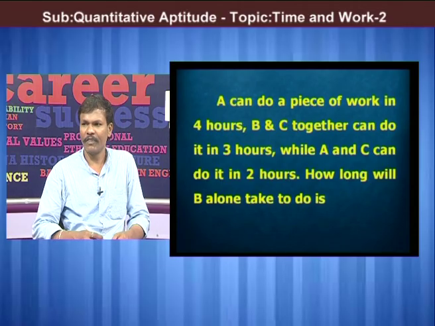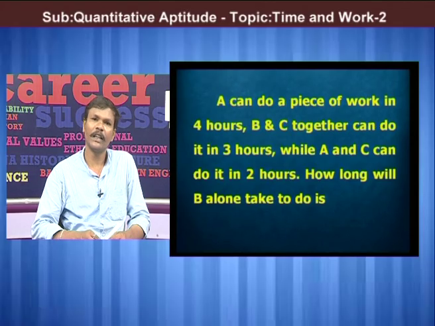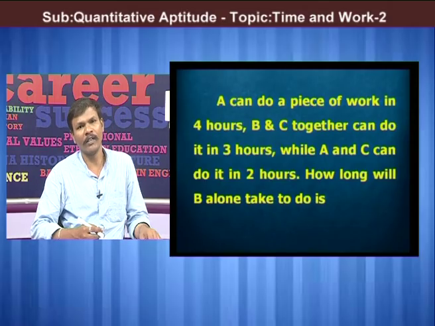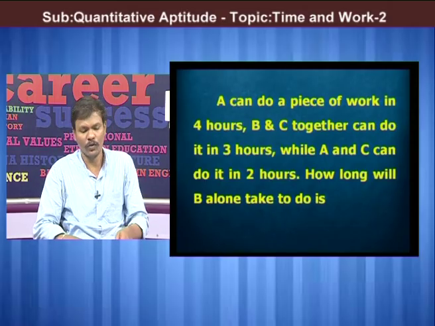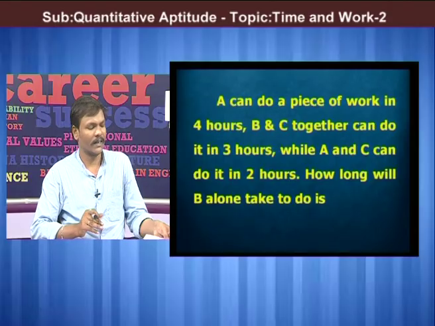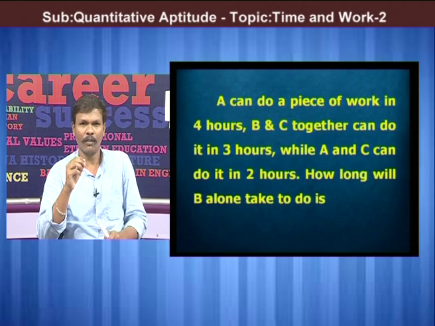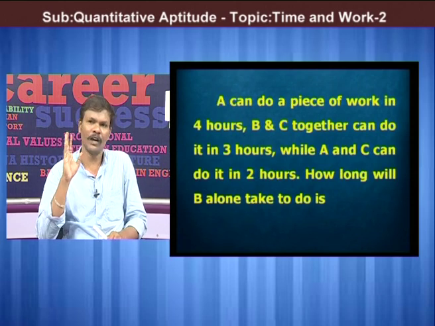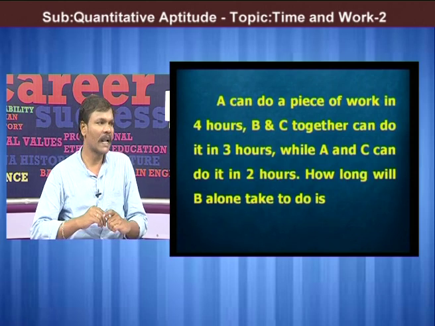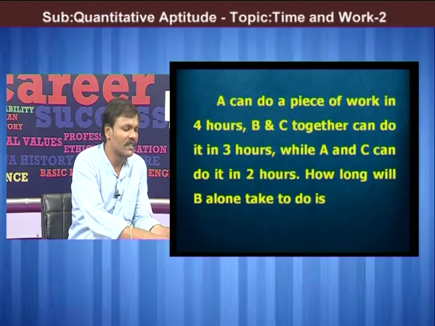A can do a piece of work in 4 hours, B and C together in 3 hours, while A and C do it in 2 hours. How long will B alone take to do it? Clear, right? In this question, you have to observe from the question which values we have and which value we have to find out. The analysis of the question is very important, listen carefully.